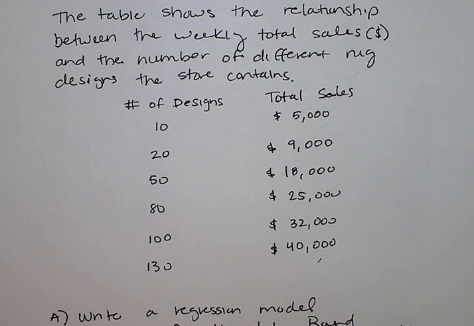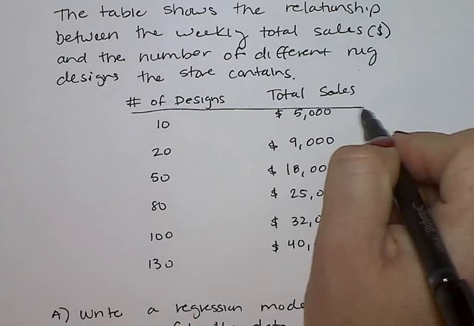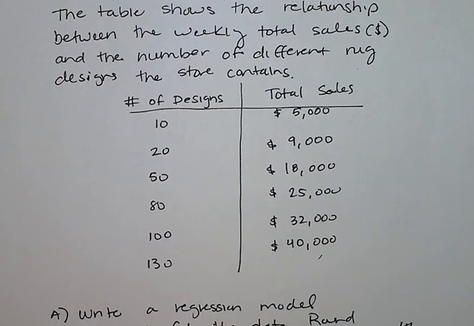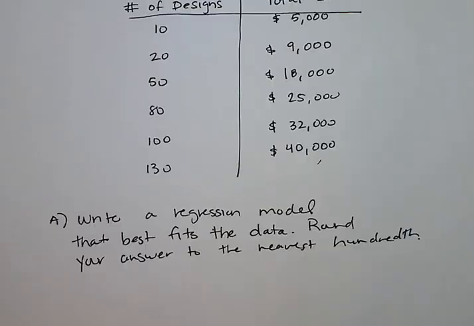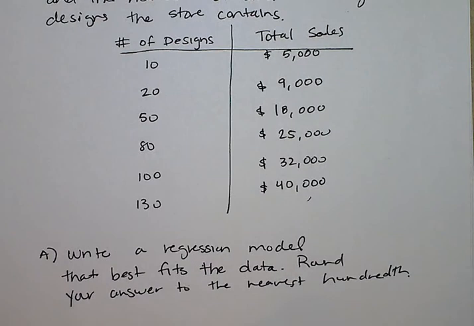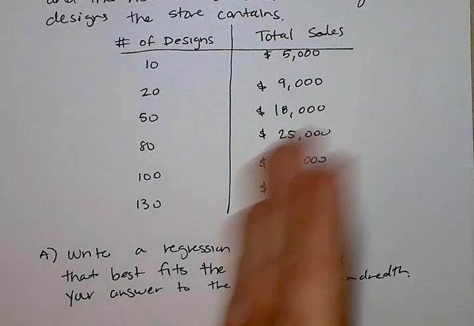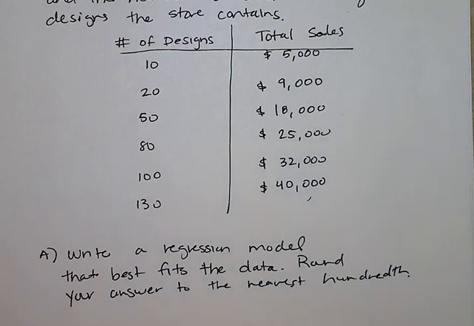The table shows the relationship between weekly total sales in dollars and the number of different rug designs the store contains. So here's your table. The first part of the problem says, write a regression model that best fits the data and round your answer to the nearest hundredth. Well, right now we don't know what type of regression model to use. So we don't know, does this data best fit a linear model, a quadratic, or a cubic?